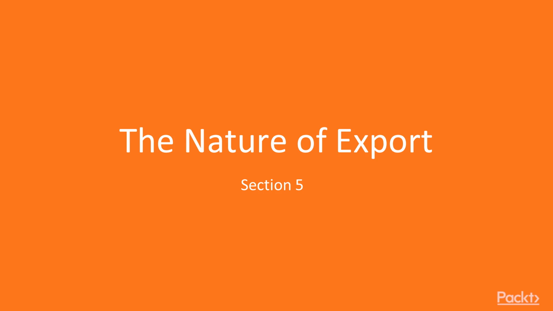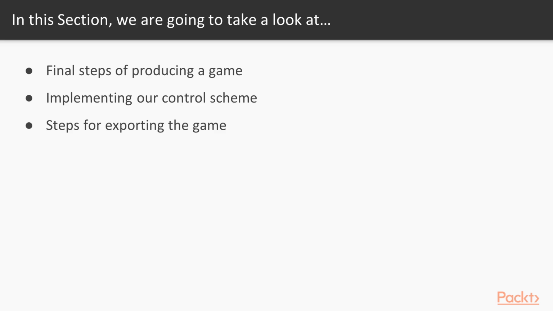Welcome to the last section, the nature of export. In this section we'll learn about the final steps of producing a game. First of all, we'll finish implementing our control scheme so that the game can also be played on mobile devices with touchscreens. We'll use the Unity UI to achieve that. Then we'll look at the very basics of the steps required to export the game.